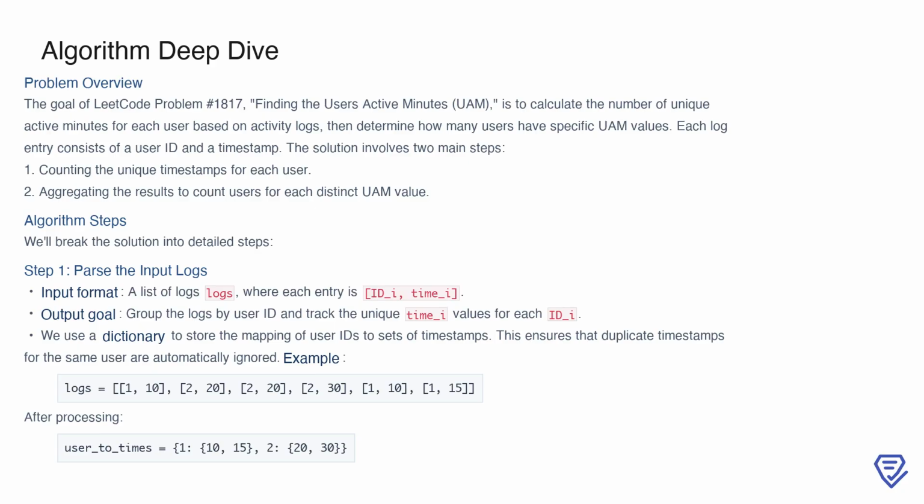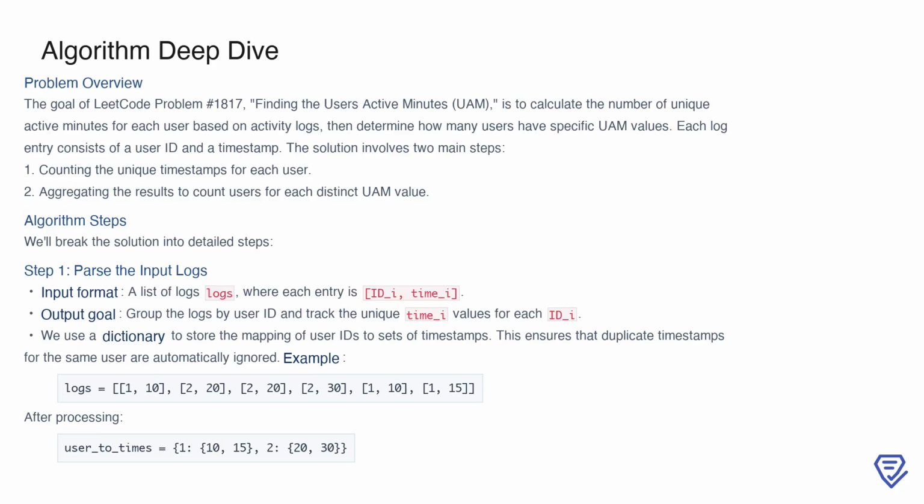We begin by parsing the input logs. The input is a list where each entry represents a user ID and a timestamp. To track this information, we use a dictionary where the keys are user IDs, and the values are sets of unique timestamps.